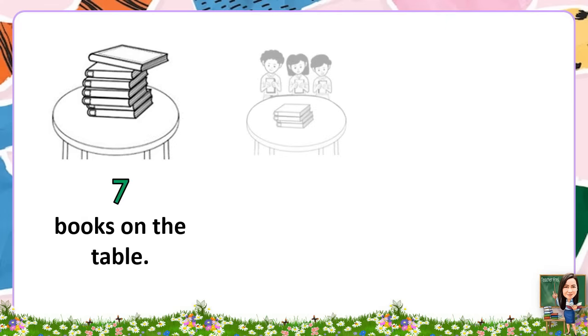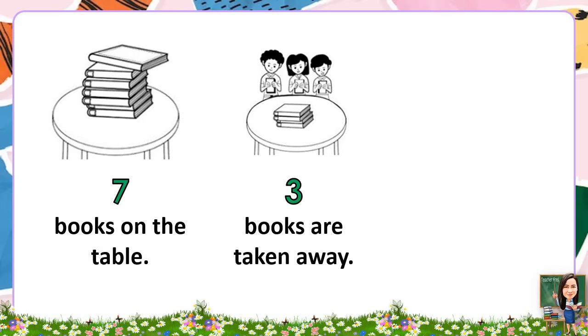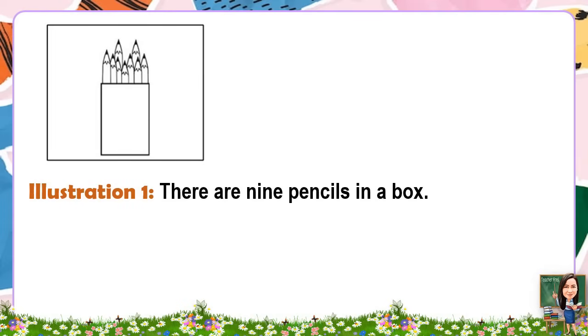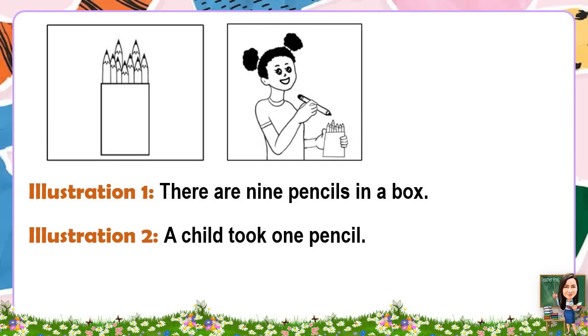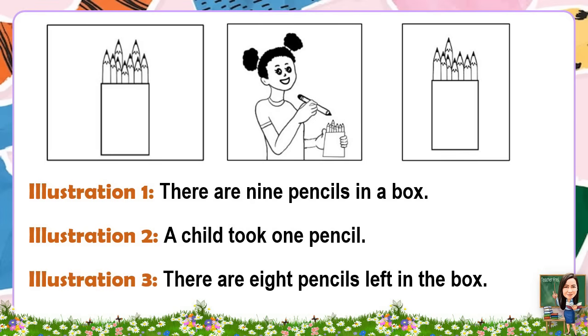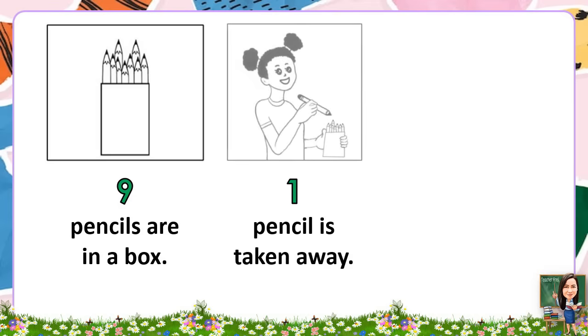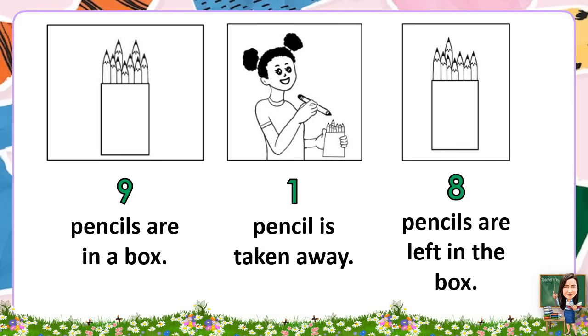Again, in numerals, 7 books on the table. 3 books are taken away. Then 4 books are left on the table. Illustration 1. There are 9 pencils in a box. Illustration 2. A child took 1 pencil. Illustration 3. There are 8 pencils left in the box. In numerals, 9 pencils are in a box. 1 pencil is taken away. Then 8 pencils are left in the box.